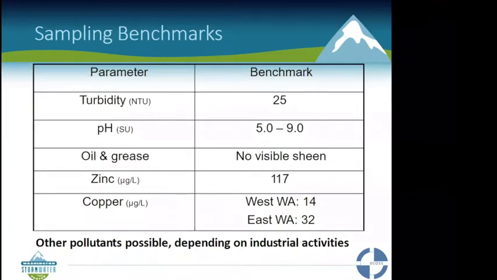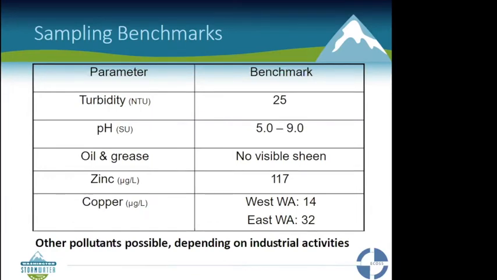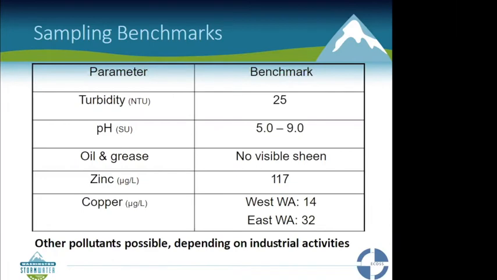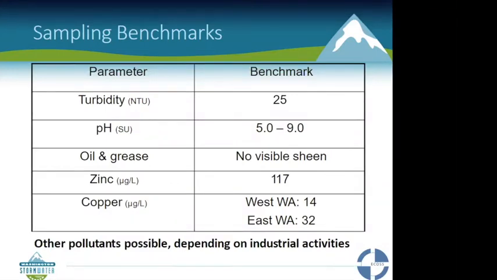Oil and grease, there's no benchmark for that. It's just, can you see it in your catch basins or can you not? And that's sometimes a little bit of a tricky thing, but being honest about that, I think, is the best policy. And zinc, again, is 117 parts per billion. That's micrograms per liter. And copper, again, is that Western Washington 14 micrograms per liter or parts per billion, and Eastern Washington is 32.